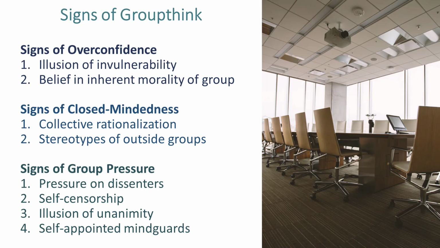The last 4 fall under signs of group pressure. Pressure on dissenters, in which some members coerce dissenting members to go with the main opinion of the group. Self-censorship, when doubting individuals don't speak up about doubts or counterarguments. The illusion of unanimity, when members think that the lack of voiced conflicting opinions means everyone agrees with the decision. This is tied to pressure and self-censorship. And self-appointed mind guards. Members protect the leader from dissenting opinions that could counter the consensus of the group.